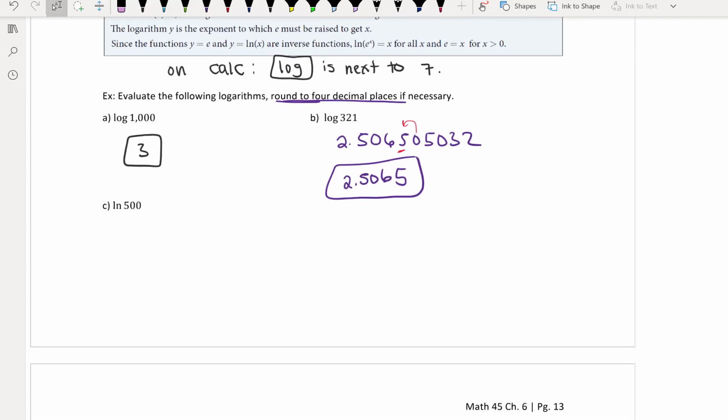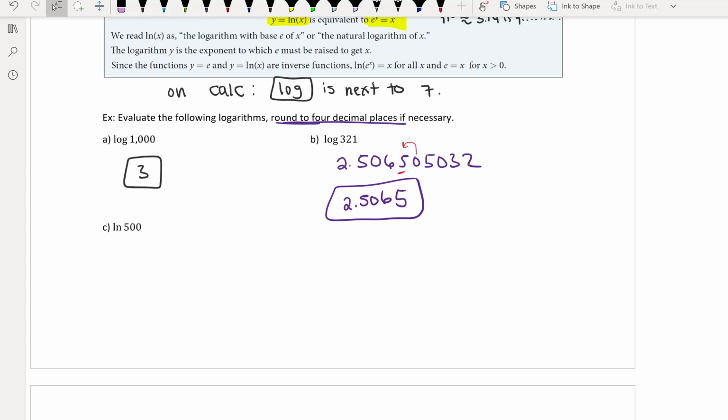And the ln, the natural log, is right underneath the log button, okay? So ln is different. If I press ln of 500, I'm also going to get a decimal. So ln of 500 I get is 6.214608098. And I'm going to round again to the 4 decimal places. So 1, 2, 3, 4. And again, I have 0 as the 5th digit, so that means to leave it alone. So I'm going to have my final answer as 6.2146, and that's the end of that.